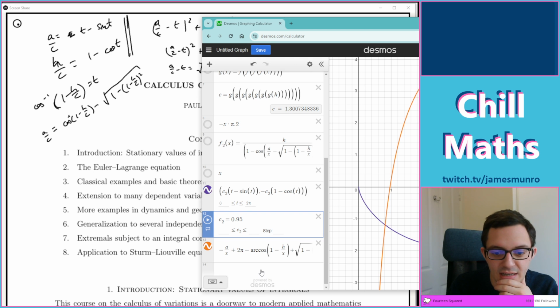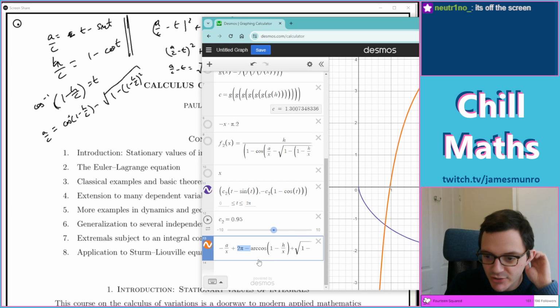Right, the temptation is to just throw it all in the same bucket that we threw it in before, but now we've remembered about 2 pi minus.